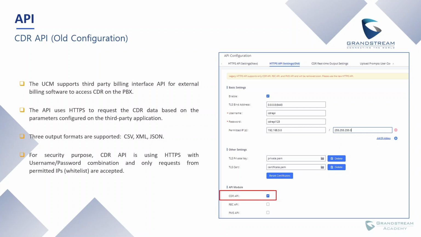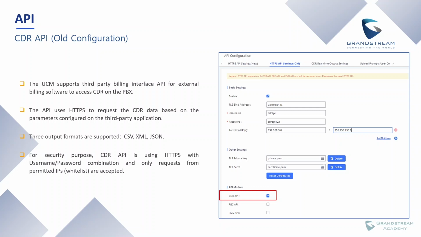CDR, call detail record, as we have explained previously, is a data record generated by the PBX that contains attributes specific to a single instance of a phone call handled by the PBX. It has several data fields to provide a detailed description for the call, such as phone number of the calling party, phone number of the receiving party, start time, call duration, etc.